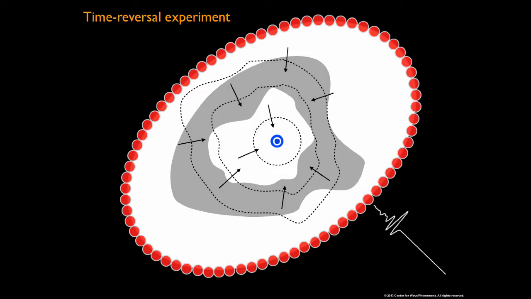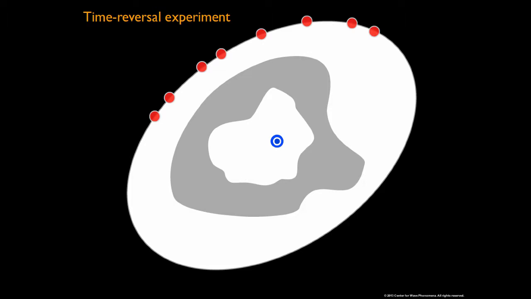However, there are some issues. The first and most important problem is that in reality we often don't have the luxury of surrounding our medium with stations like this. What we can achieve is more likely to be a situation like this, where we only sample the wave field at limited and scattered locations. And this has some detrimental effects on the quality of the focus that we can achieve with time reversal.